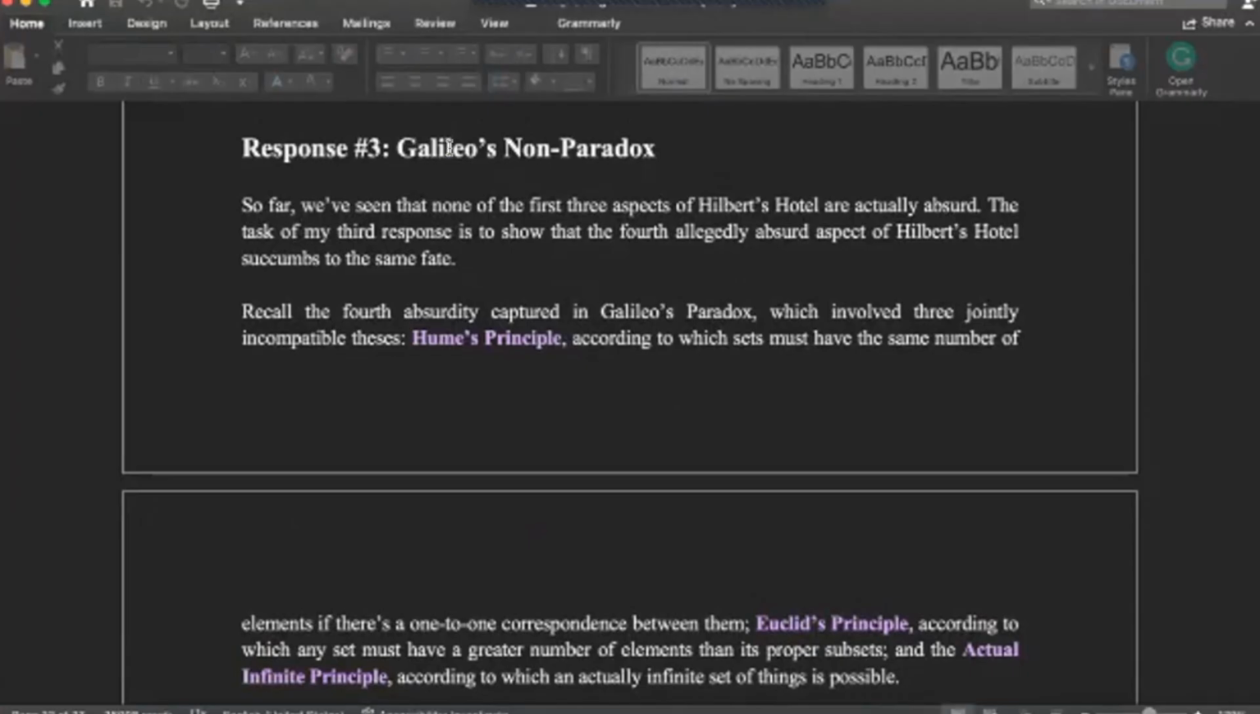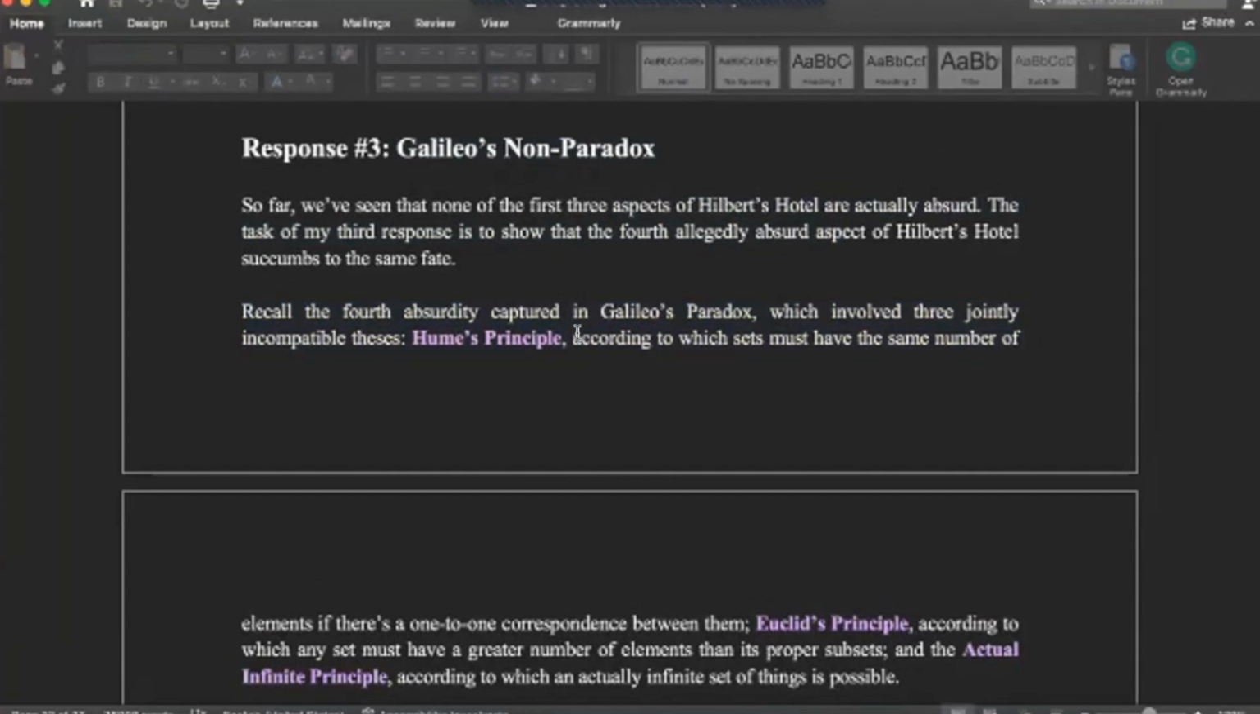Onward we march to my third response out of 9, Galileo's non-paradox. So far, we've seen that none of the first three aspects of Hilbert's Hotel are actually absurd, and the task of my third response is to show that the fourth allegedly absurd aspect of Hilbert's Hotel succumbs to the same fate. Recall the fourth absurdity captured in Galileo's paradox, which involved three jointly incompatible theses.